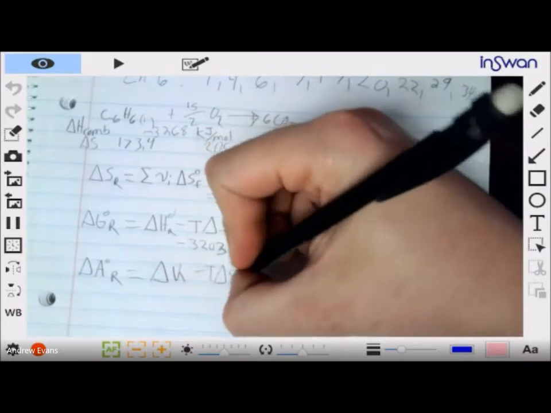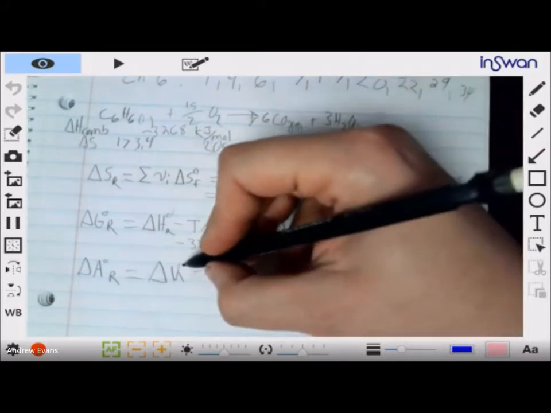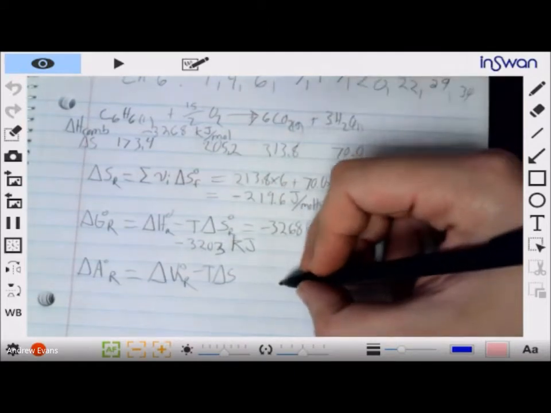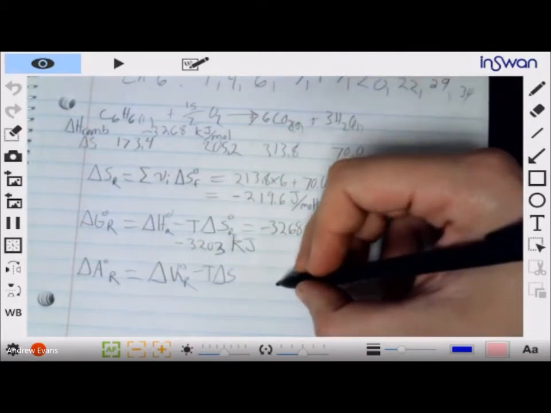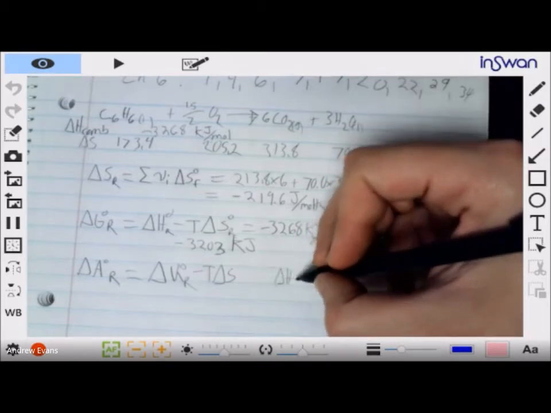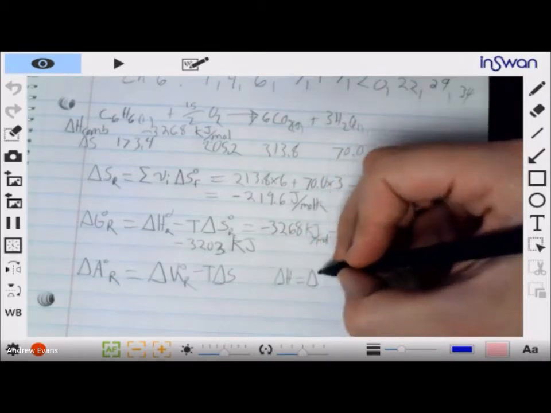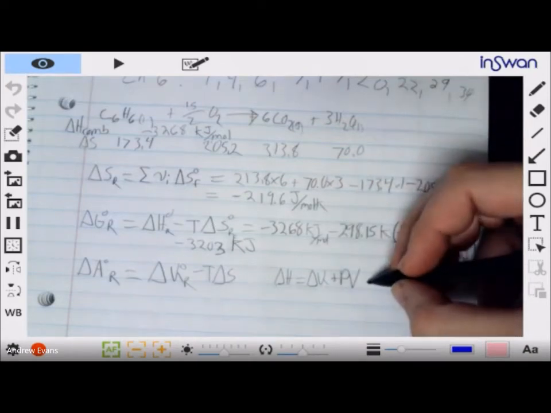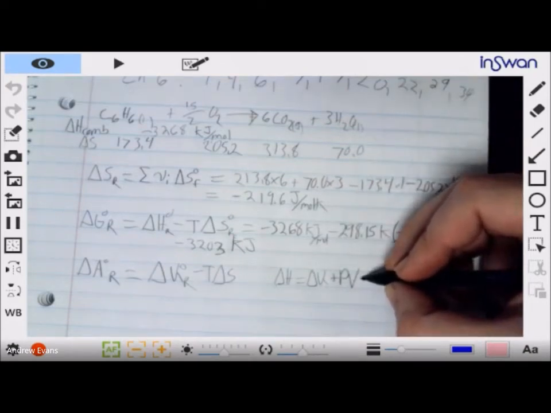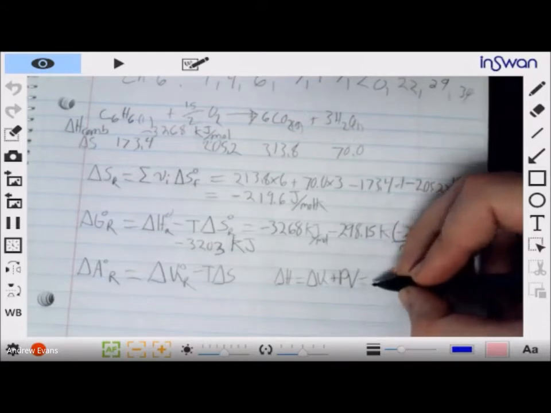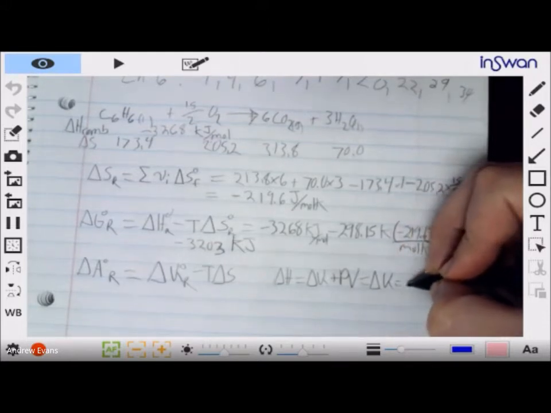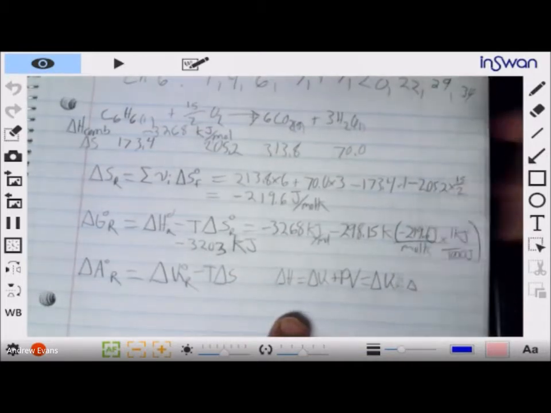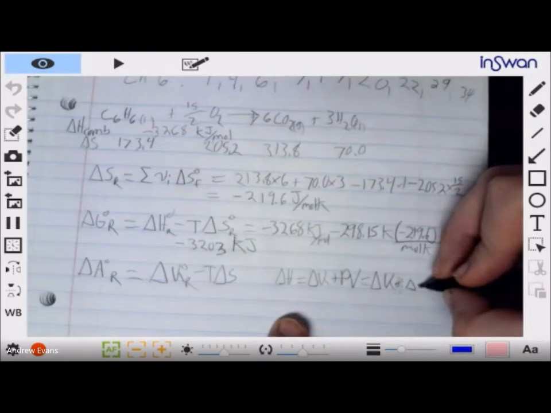To get Helmholtz is a little bit harder, but Helmholtz, remember, is our internal energy minus T delta S. The problem is, how do we get internal energy? We have our enthalpy values, but remember that enthalpy is equal to internal energy plus PV. And while we don't have pressure or volume, we can say PV is equal to nRT, so delta H equals delta U plus delta n RT.